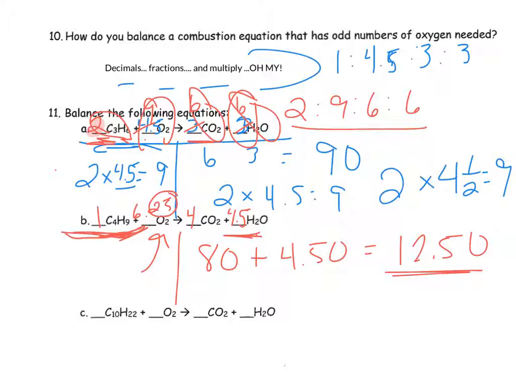So if I go through and I multiply everybody by 4, I get 4 here. And then 6.25 times 4 is 25. 4 times 4 is 16. And 4 times 4.5 is 18. All right? It's getting kind of hard to see. So let me see if that works here.